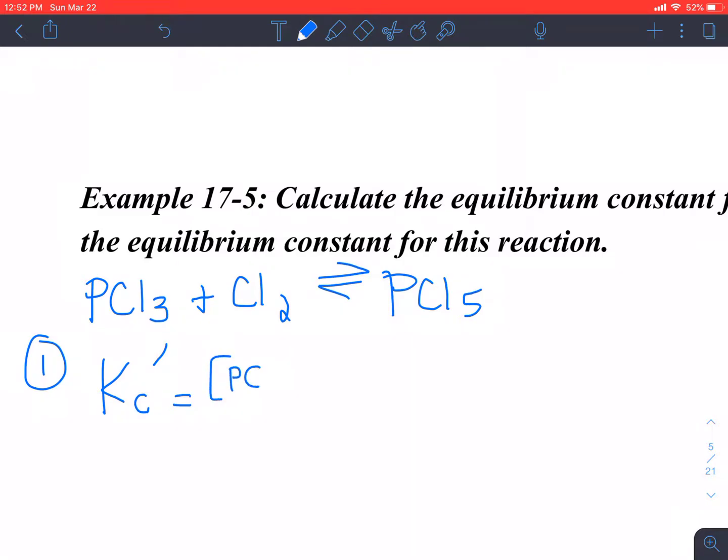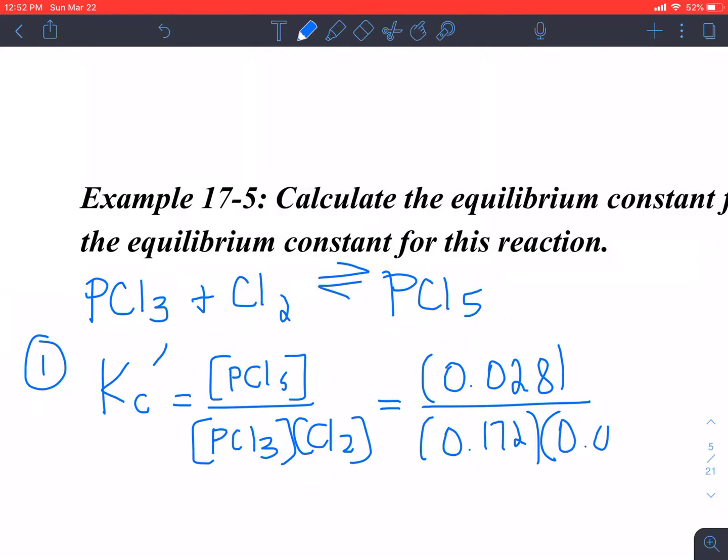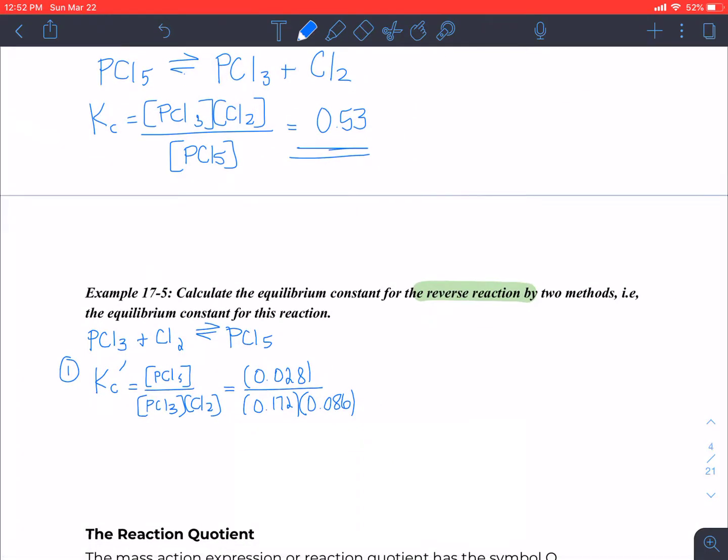Okay, so PCl5 over PCl3 Cl2. And if we were to plug in all of those values from example 17.2, the concentrations, let's plug those in, we would get 1.9. Okay, and so we could do that old-fashioned way and get a new equilibrium constant for the reverse reaction.